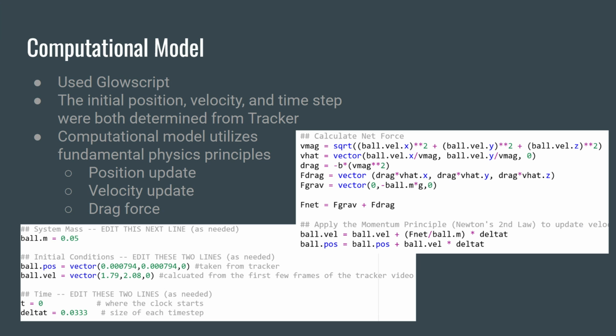So GlowScript was used to calculate and graph the movement of the objects. The initial parameters were determined from Tracker, and the velocity was calculated from the first few frames using the change in position and change in time. At the bottom of the slide, there's a screenshot of the initial parameters in the GlowScript code.